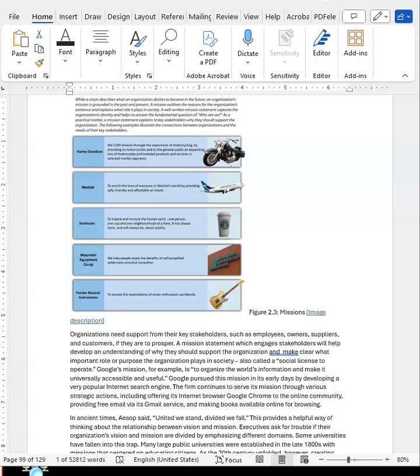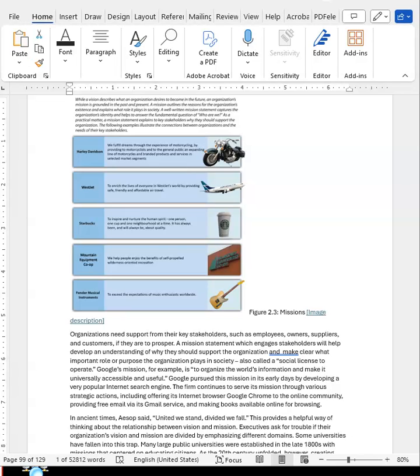Google's mission, for example, is to organize the world's information and make it universally accessible and useful. Google pursued this mission in its early days by developing a very popular internet search engine. The firm continues to serve its mission through various strategic actions, including offering its internet browser Google Chrome to the online community, providing free email via its Gmail service, and making books available online for browsing.